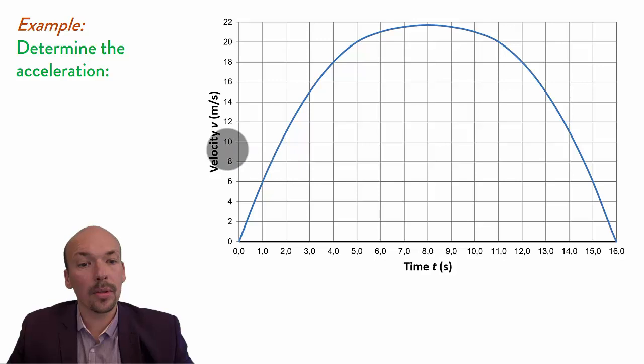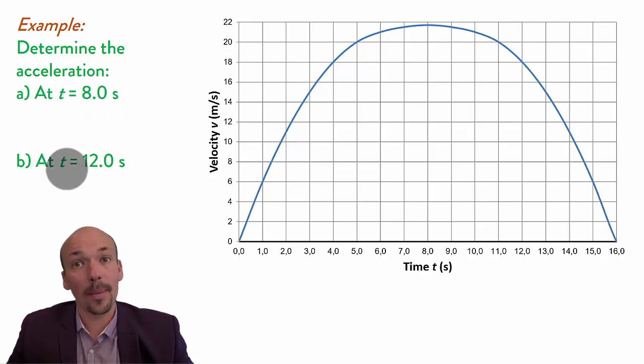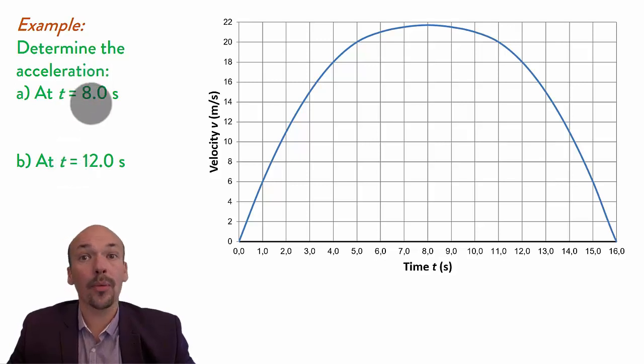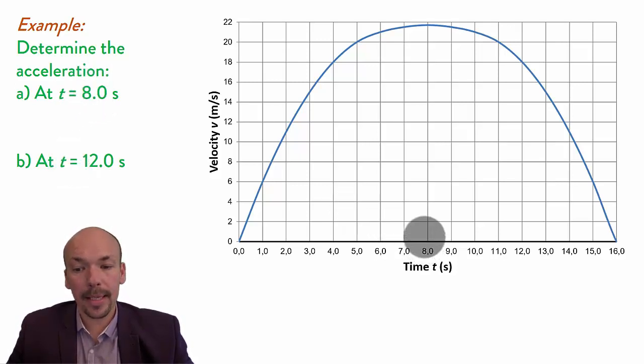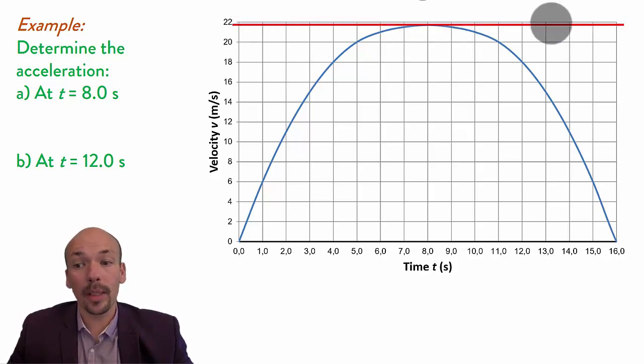Two more examples. Determine the acceleration at time is 8 seconds and determine the acceleration at time is 12 seconds. So first we will do 8 seconds. As you can see, 8 seconds here, the line is going up here and the tangent line is actually going horizontal. Well, if the speed is not changing, so as you can see here, we have no acceleration. So let's see if we will also come up with 0 meters per second squared.